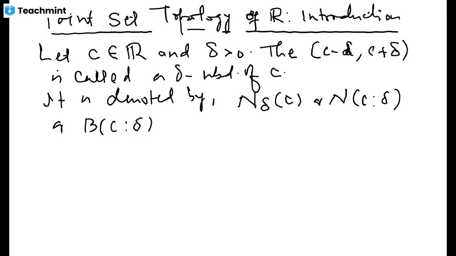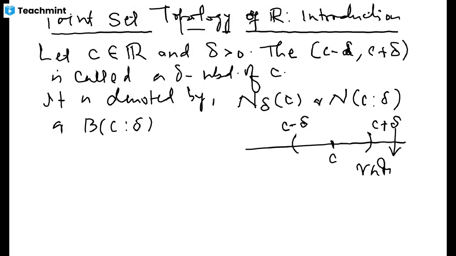Note what this interval is and where c lies. You have somewhere here c minus delta and here c plus delta, and c is the center point of this interval, and delta is the distance of the left and right endpoints from this center. Because of this, delta is sometimes also known as the radius of this delta neighborhood. This delta is the radius of this open interval, and c is the center of the neighborhood.